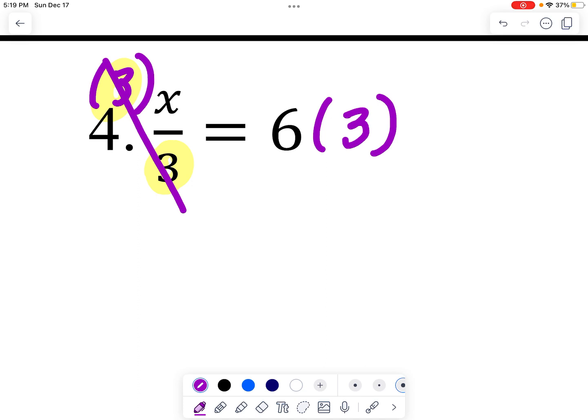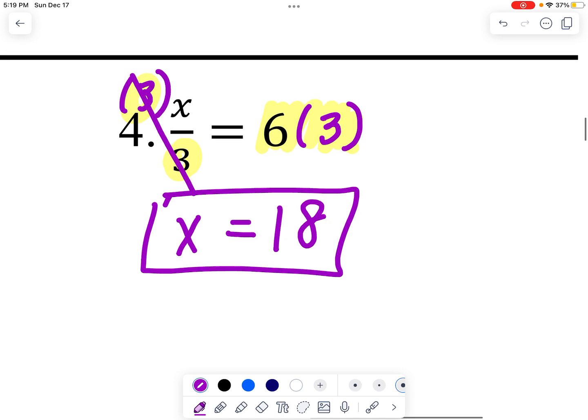Now I want you to pause and see if someone can answer the rest of it. Tell us the 2 things we bring down and what our final answer will be. Okay, so the 2 things we always bring down are the x and the equal sign. And then to get your final answer, you do the math that's on the other side. 6 times 3 is 18.